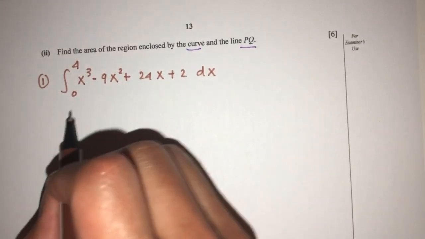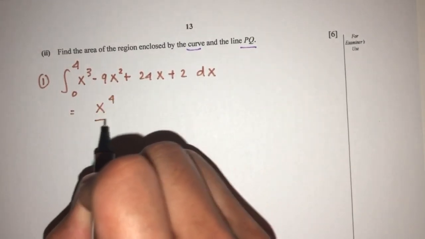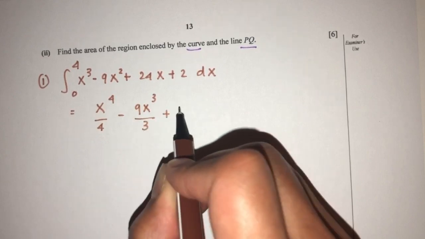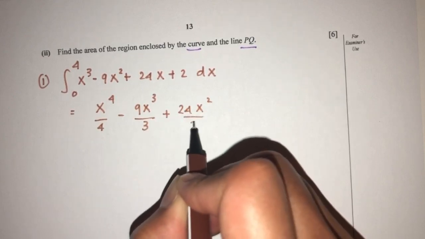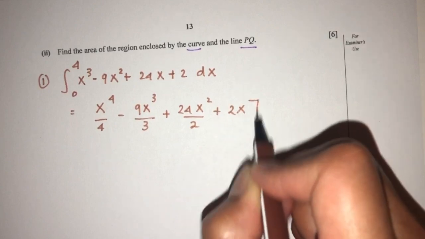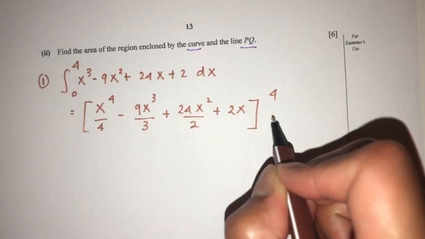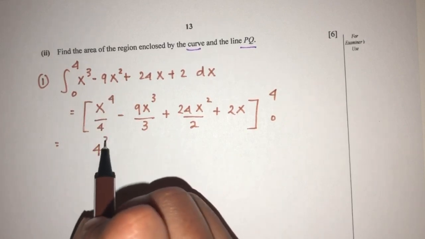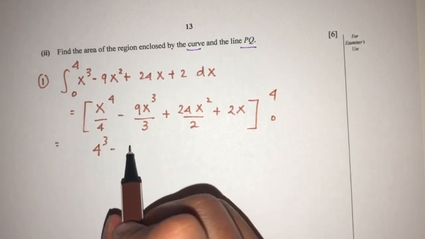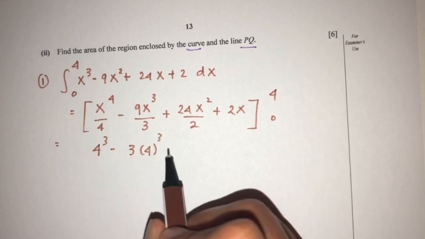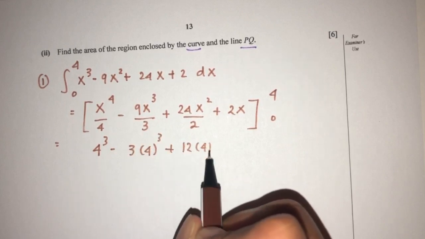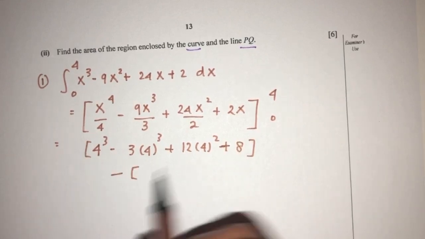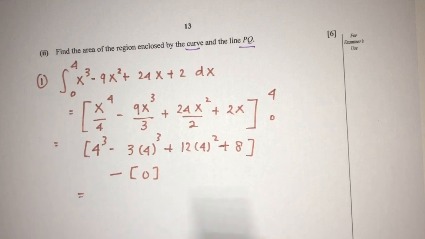So solve one by one. That will give you x power 4 over 4 minus 9 times x power 3 over 3 plus 24 x power 2 over 2 and plus 2x. And that is between the limits of 4 and 0. Solve, that will be 4 power 4 divided by 4, that will be 4 power 3, minus 3 times 4 power 3, plus 12 times 4 power 2, plus 8. That is the first part, and then minus, this will be 0. So let's see, what do we have?